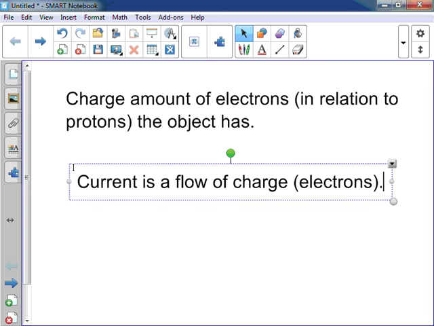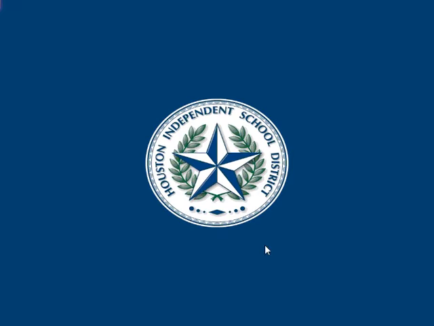Now, here's the thing, guys. Electrons, you saw them. They are actually tied to their atom.